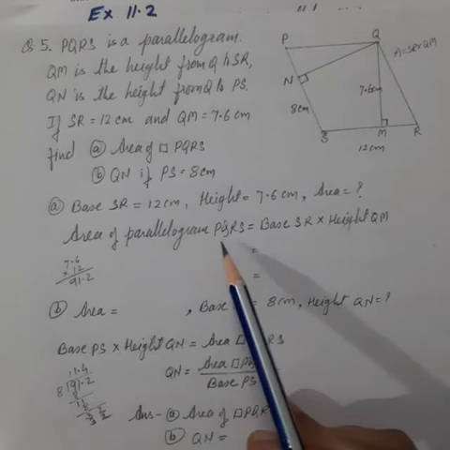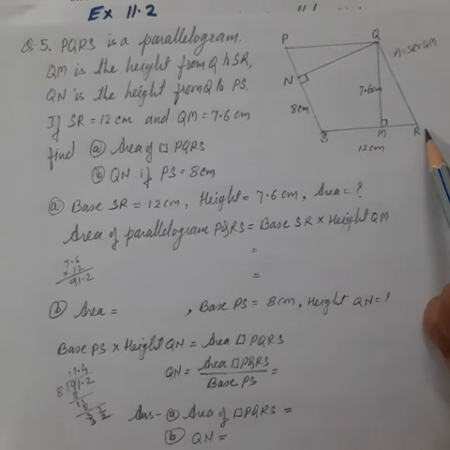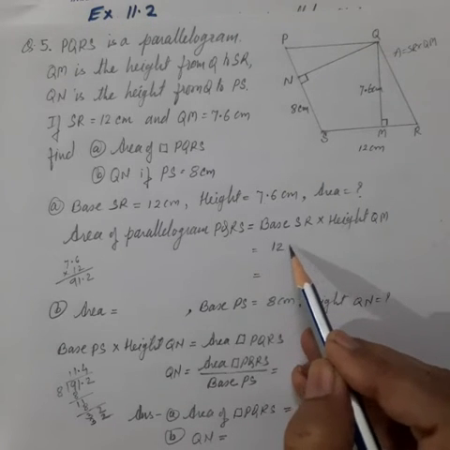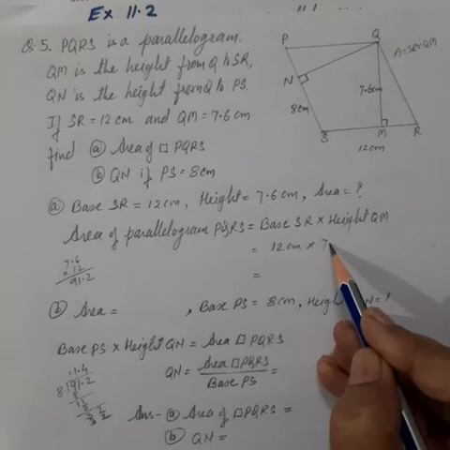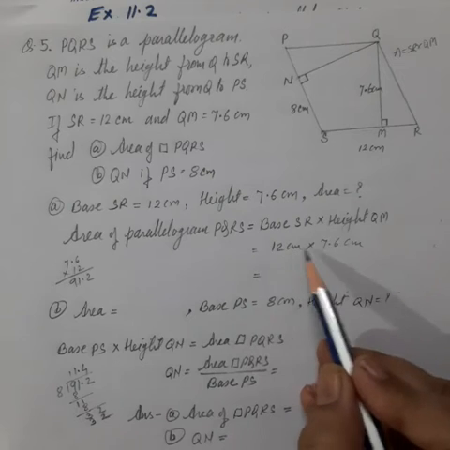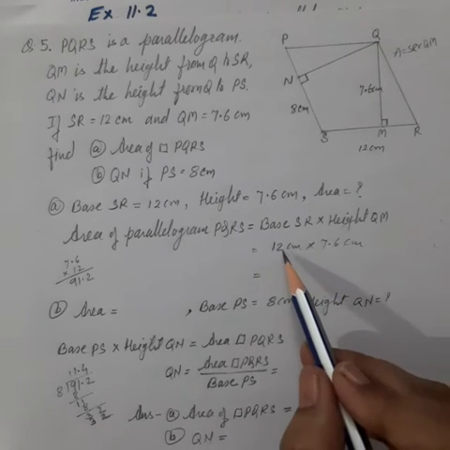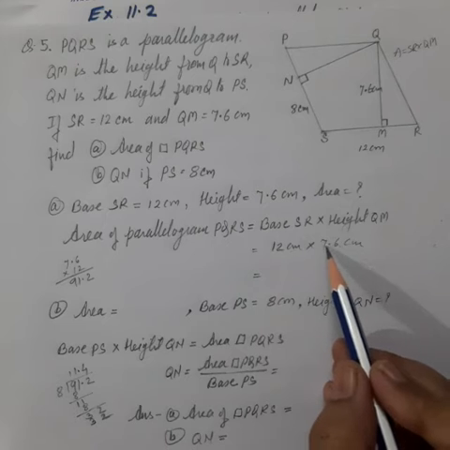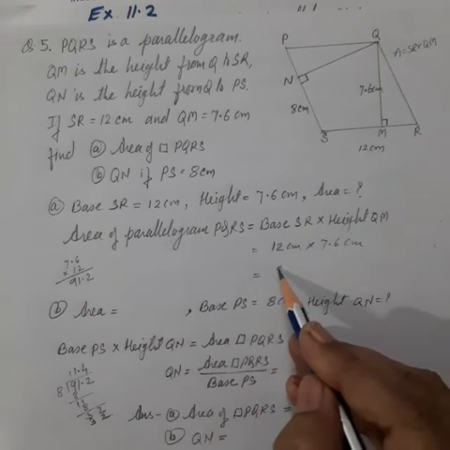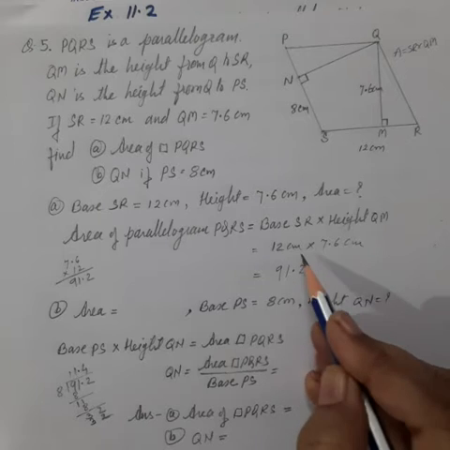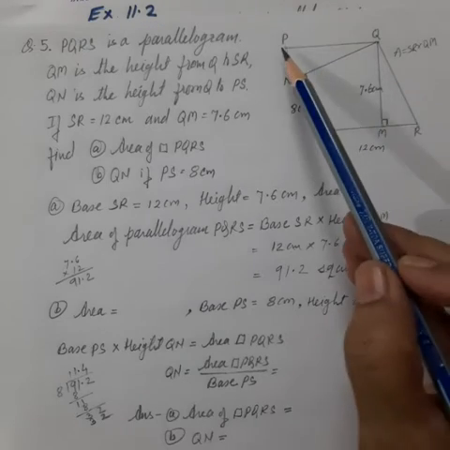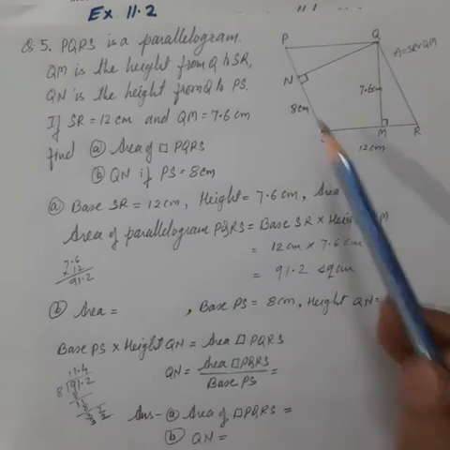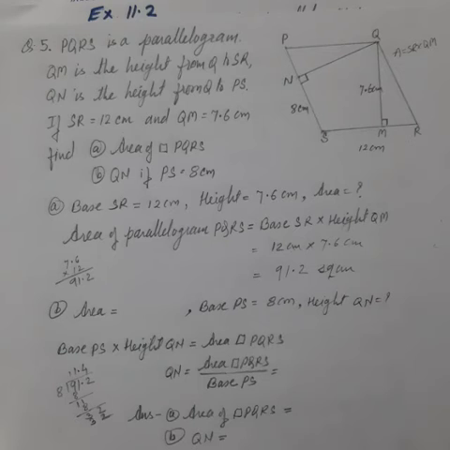We know that the area of a parallelogram is equal to base into its corresponding height. Here base is given as 12 cm and its corresponding height QM is given 7.6 cm. Units are same, so we can multiply. Multiply 12 and 7.6. We'll get here 91.2 and centimeter into centimeter, square centimeter. So the area of parallelogram PQRS is 91.2 square centimeter.